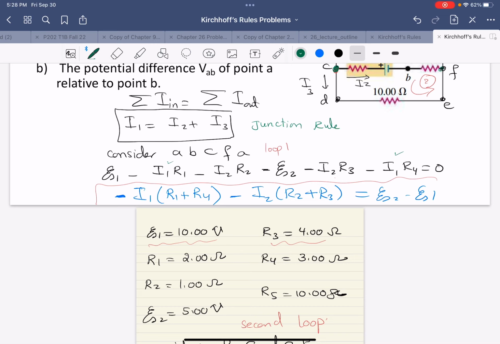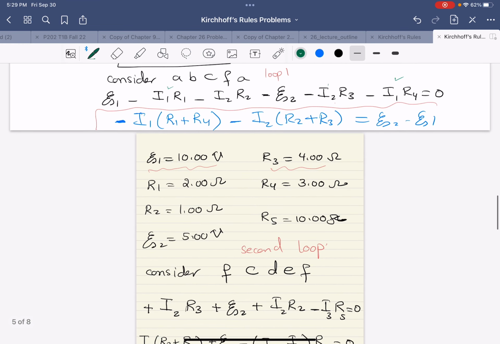and I can factor also I2, and then transfer my EMFs to the right. I have all these values here, which I will be able to substitute for the R's and the EMFs, but I still don't know I1 and I2; they are going to be my unknowns. For any equation that has two unknowns, we should have 2 equations in order to solve for them.